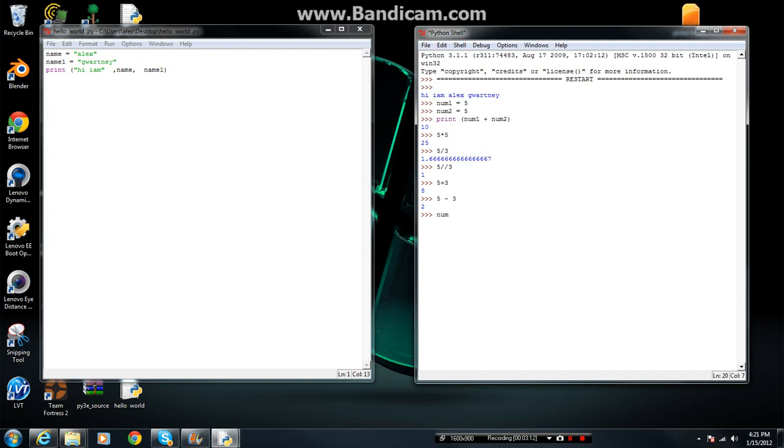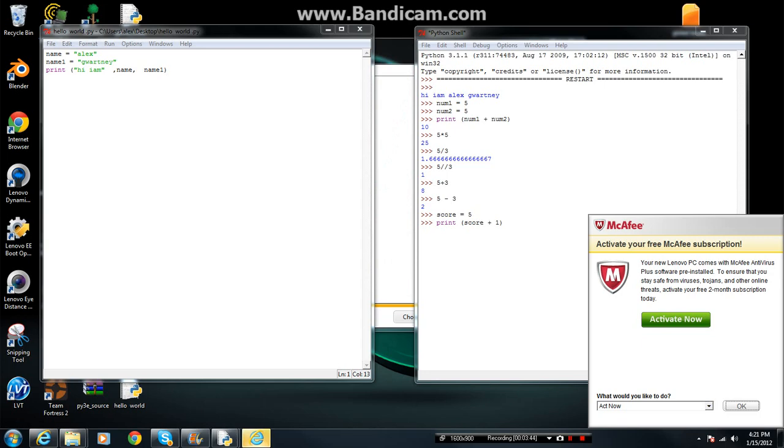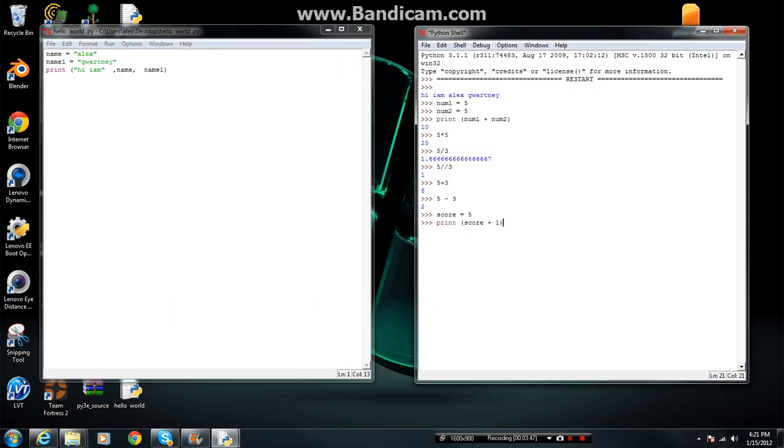So if I want to go num1, well, actually I'm going to do score. Like if we're doing a game or something and you're going to collect points, let's go score equals 5 for example. I'm going to go print score plus 1. Say you guys want to add 1 point to something. Sorry about that, I didn't mean to pop up right there. There it goes. It's going to add that, and you go print, or enter, and it's going to equal 6. Well, what it did is it took 5 and added 1 to it, equals 6.